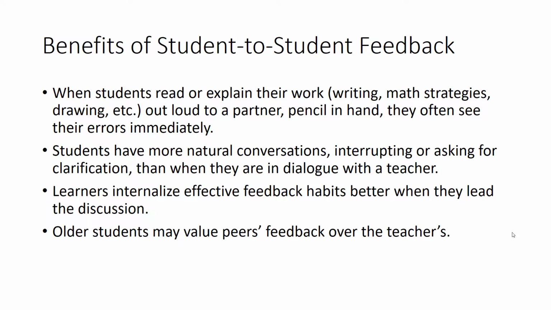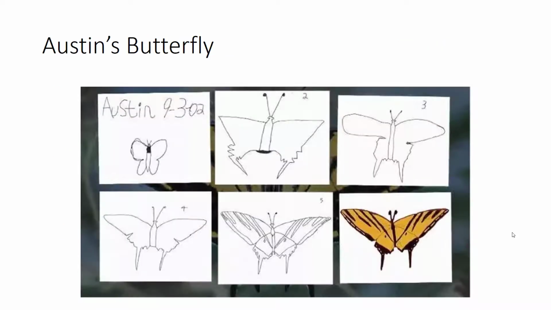And I want to look at two instances of this: teacher-led student-to-student feedback, and then student-led student-to-student feedback. For the teacher-led student feedback, I want to look at a video called Austin's Butterfly. We're going to take a minute and play this video. It's about 6 minutes long, and it features students at a range of different elementary levels discussing and giving feedback on another student's scientific drawing of a butterfly. You can see the different iterations of that drawing on the screen here.